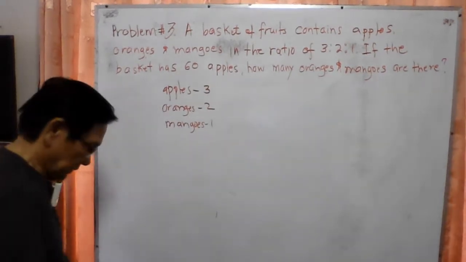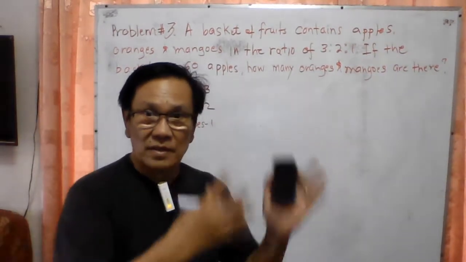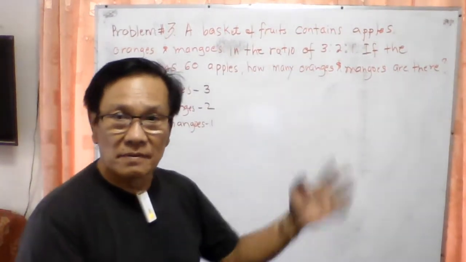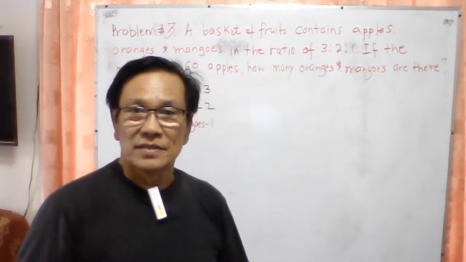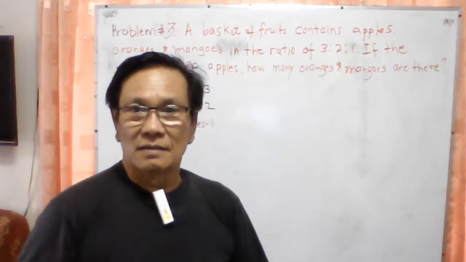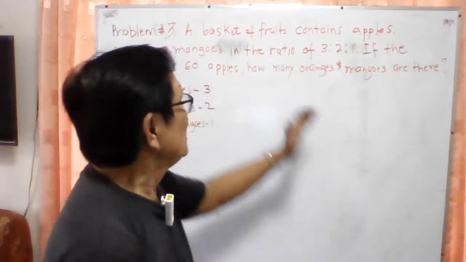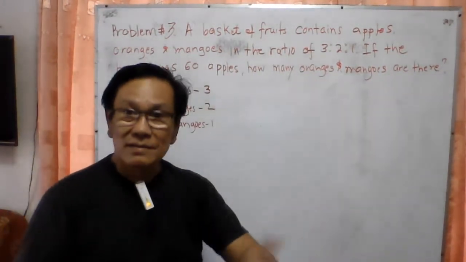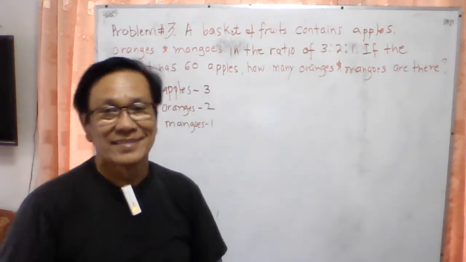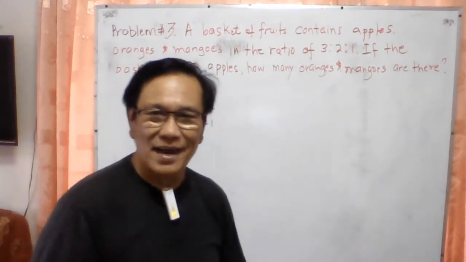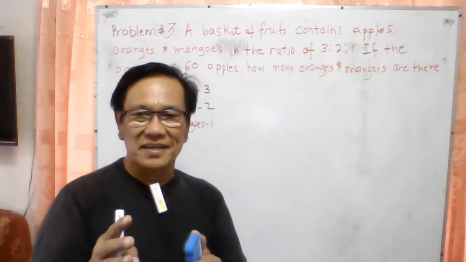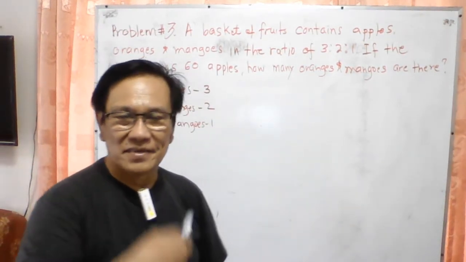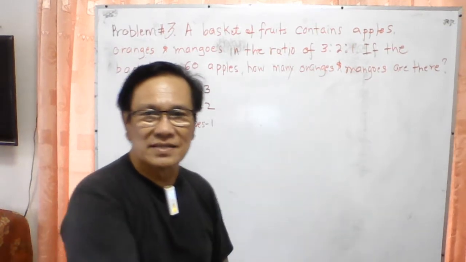Before I proceed with the solution, when one of my friends saw this problem that I have made, his first comment was that the basket must be quite huge. It contains 60 apples, plus oranges and mangoes. I said, never mind, don't mind the numbers. What I am interested in is to teach people how to solve this math problem. So let's proceed with what is given here.